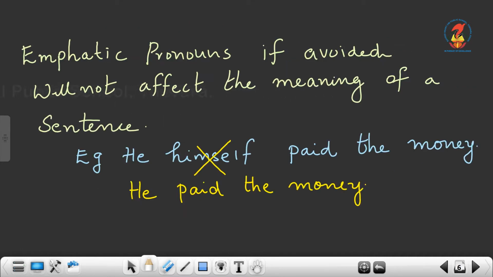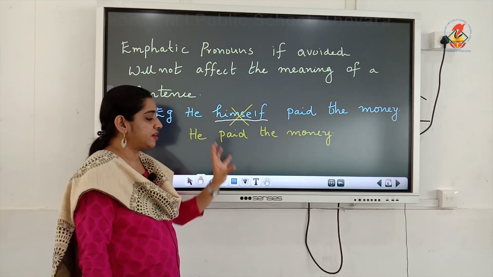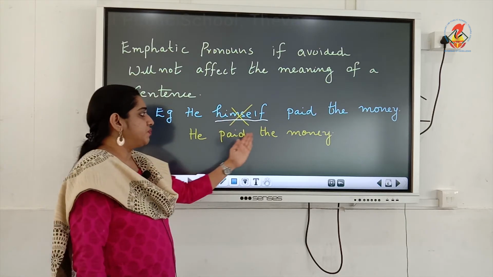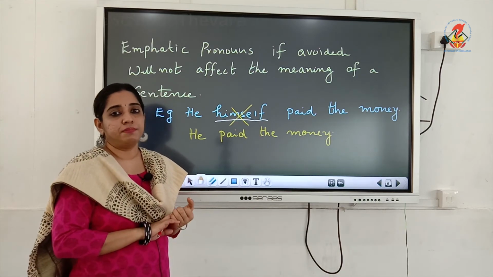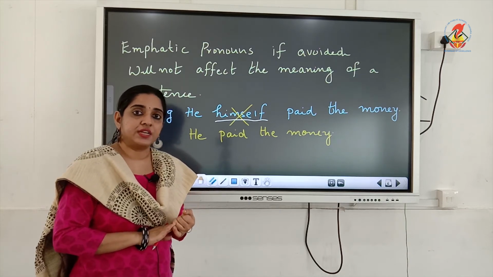Now children, an emphatic pronoun, if avoided, will not affect the meaning of a sentence. If you are cutting that emphatic pronoun from a sentence, the meaning will not change. See, he himself paid the money. I am just avoiding this word himself. I am cutting this himself. Okay, so he paid the money. Does it affect the meaning of a sentence? Never, is it? So if an emphatic pronoun is removed from the sentence, that sentence will not have any change in the meaning. So that is the other method of finding whether a pronoun is emphatic or reflexive.